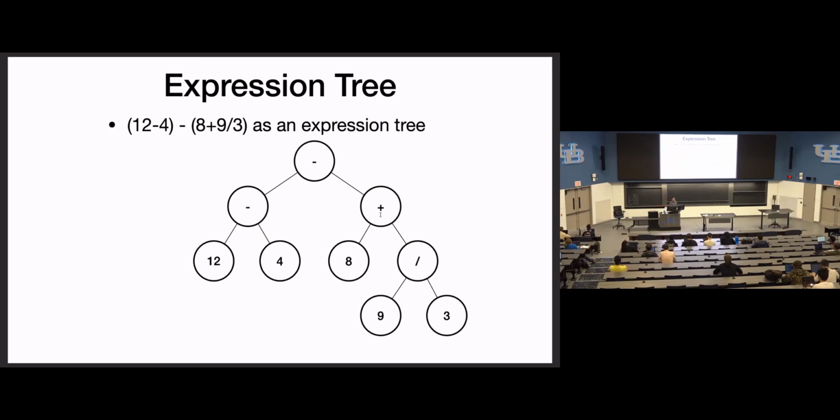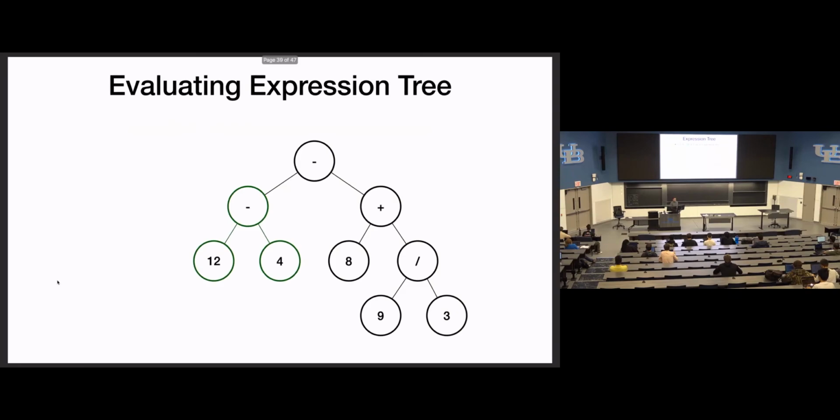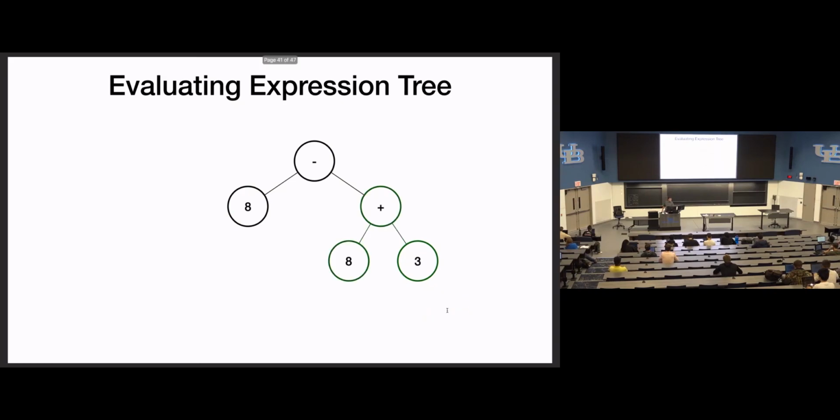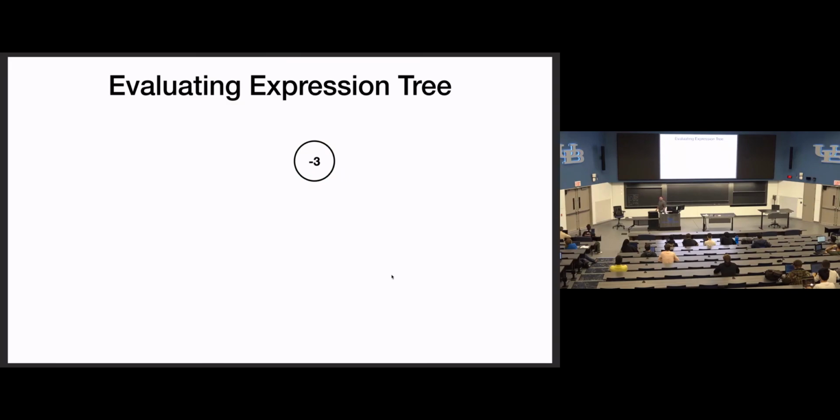So if we want to evaluate this expression tree, we're going to take a subtree where an operator has 2 operands and evaluate that. Find the next expression that has 2 operands and no operators as the operands. Evaluate that. Evaluate this addition. Evaluate the subtraction. And we get down to a single node that has our value that we're looking for.